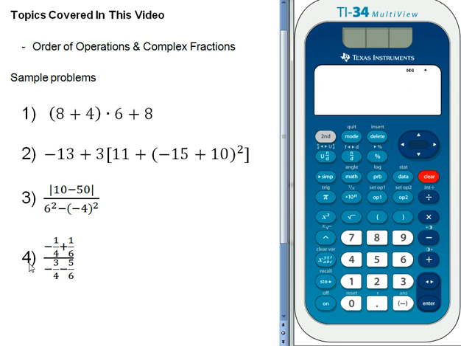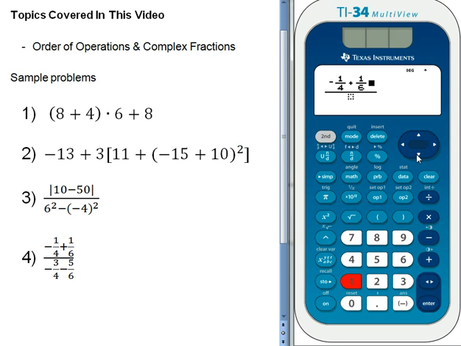Example 4 is called a complex fraction. So it is a fraction where the numerator and denominator have fractions in them. So we're going to start off by putting in an empty fraction, and now in the numerator I want to type in negative 1/4 plus 1/6. So I start off with a negative, and then fraction, right? So negative 1, down arrow, 4, right arrow to get out of that denominator. So I've got my negative 1/4 plus another fraction, 1, down arrow, 6, right arrow. So I've got negative 1/4 plus 1/6.